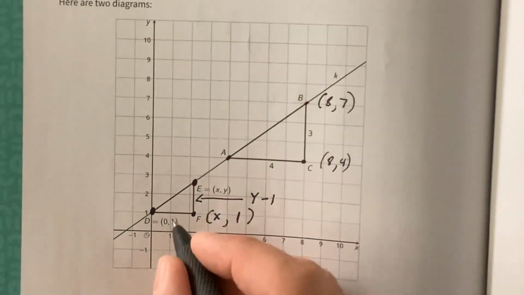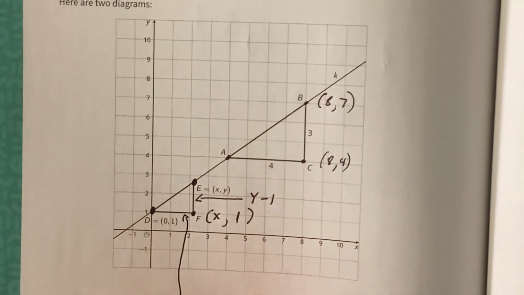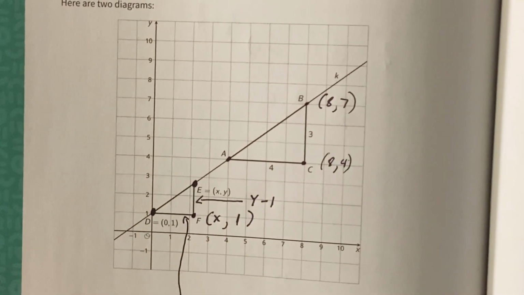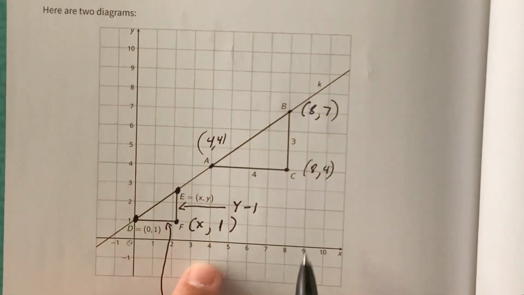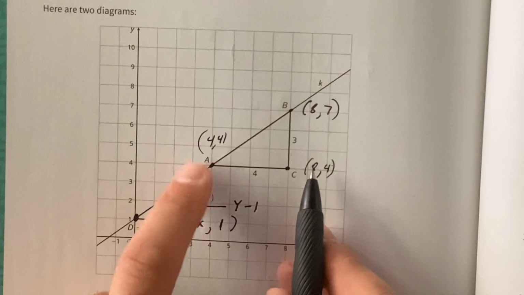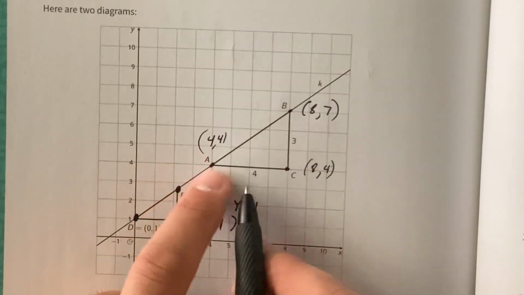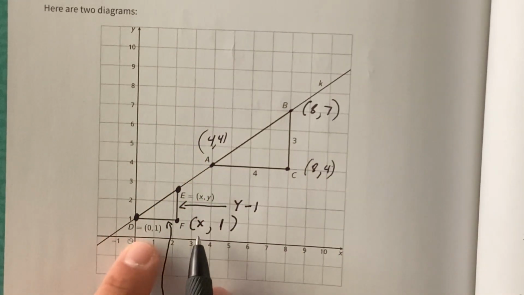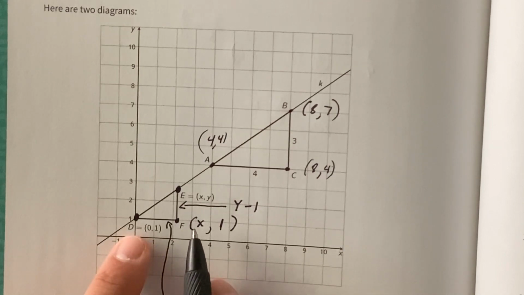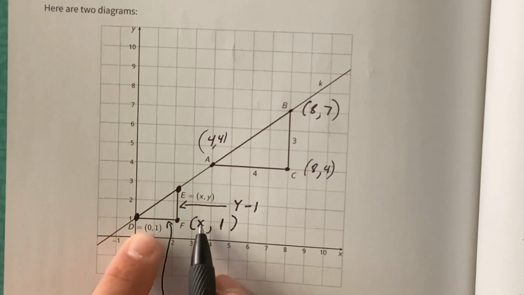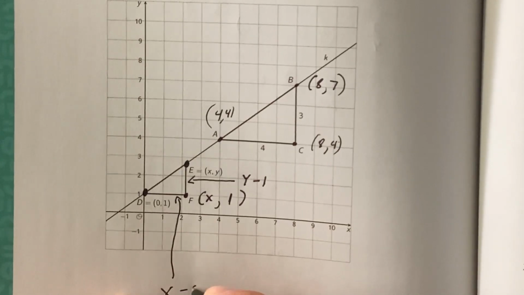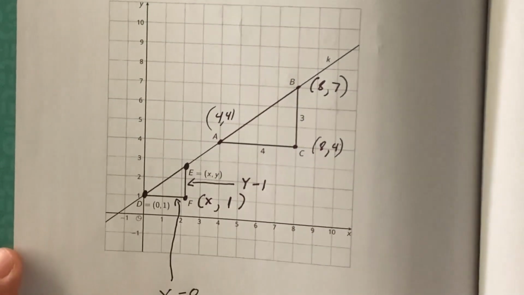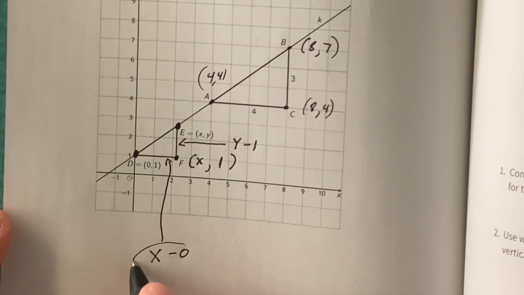So how would I get DF then? How do I get that length? Well, if you look at the one that's already done for us, why is it 4? Well, because I subtracted the x coordinates. X minus 4 gives me 4. So what are my x coordinates here? Well, my x coordinates are x and 0, so I'm just going to write down x minus 0. Depends on what that x is. So that's what it is looking for.